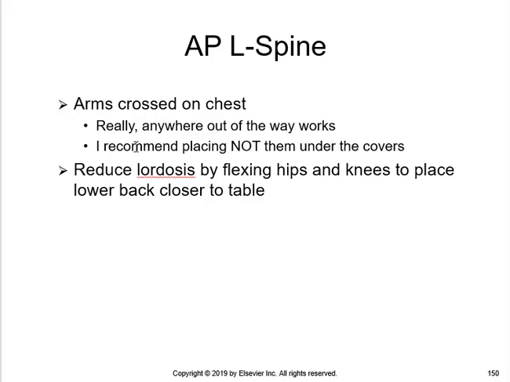So you can have the patient's arms down to their side or up on their chest. Really, it doesn't matter, just out of the way, but I recommend that if you have a blanket on the patient, don't put the patient's hands under the blanket, because what happens in a lot of cases is the patient seeks to get comfortable and they put their hands across their chest or across their abdomen, and in doing so they may put their hands in the way of the x-ray. To reduce lordosis, what we're going to do is flex the patient's hips and knees and put the bottom of their feet on the tabletop, and that puts the lower back closer to the table.